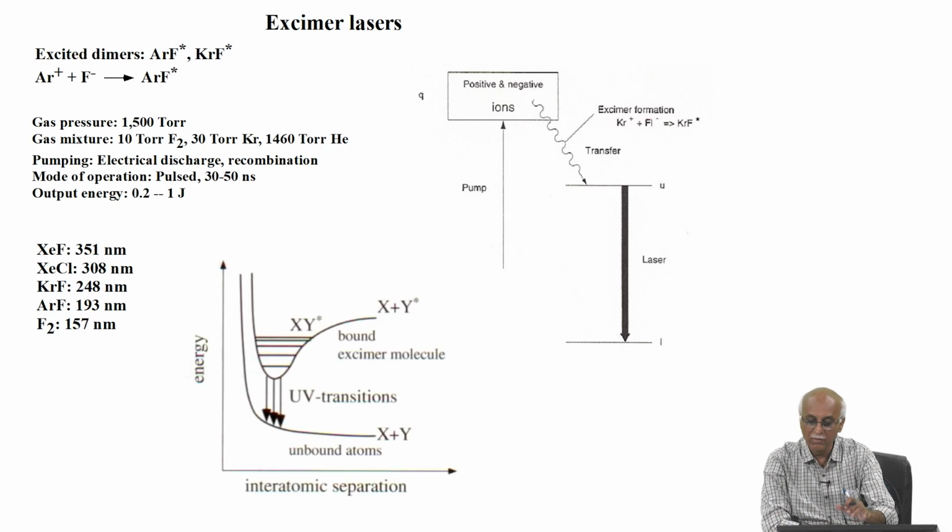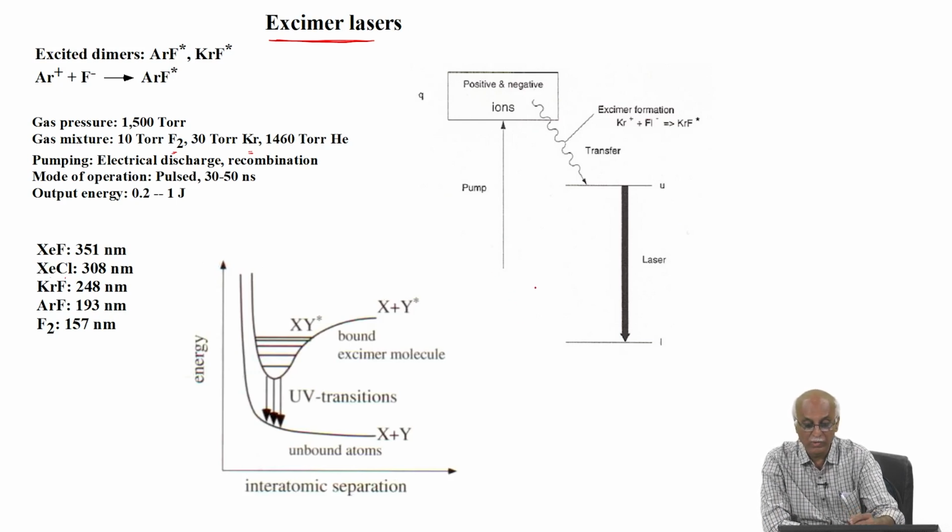One more last, and then we will continue tomorrow. The excimer laser is also a gaseous laser. The term excimer is used because it is a mixture of gaseous molecules: argon and fluorine, krypton and fluorine, or xenon and chlorine, etc. So it is a noble gas mixed with halogen gases.